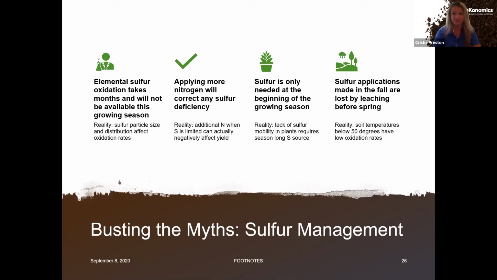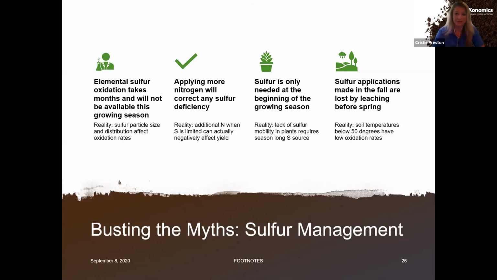Sulfur is only needed at the beginning of the growing season. Now, some crops do need more sulfur early on, but as you saw in the graph with corn uptake, you're seeing half of the sulfur that the crop has taken up occurring after it reaches a reproductive stage, and it's being put right towards grain fill. If that's the case, you need to make sure that you have enough sulfur available. Since it's not mobile within the plant, you need enough sulfur available for the plant to utilize it so that it can maximize photosynthesis.